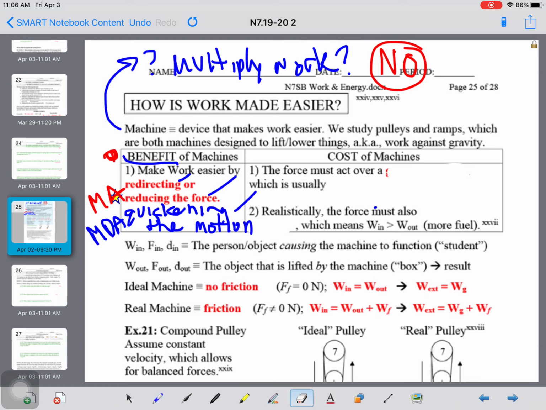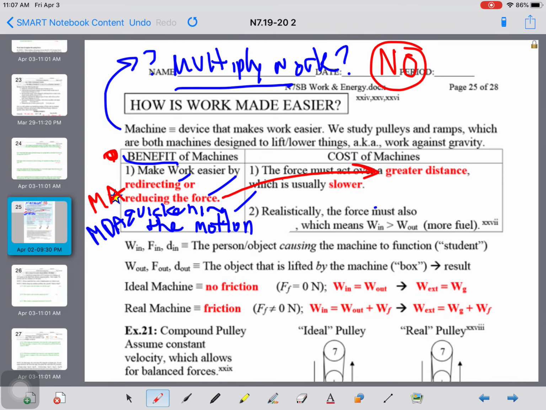However, machines always come with a cost. Not a benefit, but a cost. And this is kind of where we're getting into this whole multiplying work business. Comes at a cost. First off, the machine must act over a greater distance. Now, let's be very clear. That greater distance specifically goes with mechanical advantage. It must act over a greater distance, which usually is slow.